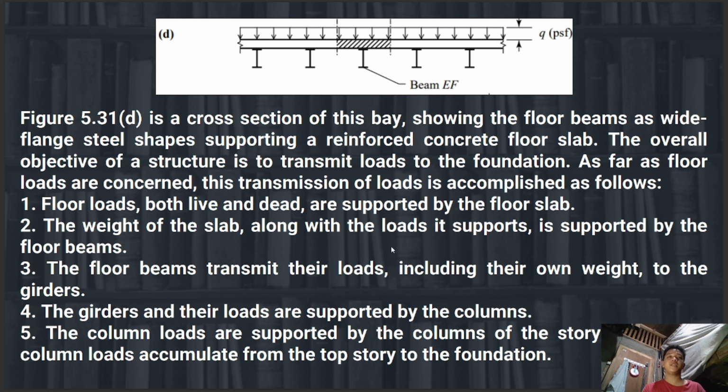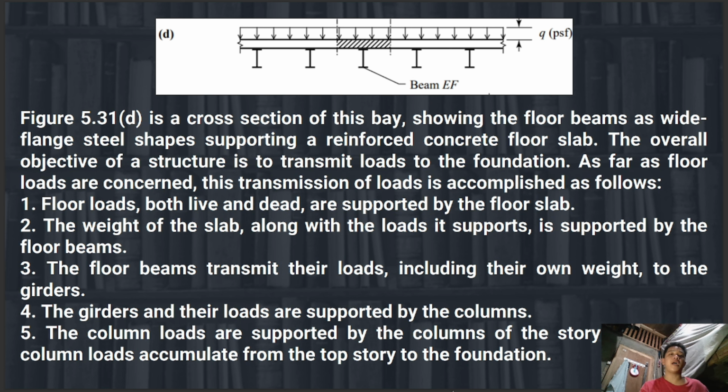So the girders are horizontal, and the girders are supported by the vertical columns. The columns support the girders, which carry the loads from the slab and the floor beams. So the girders are supported by the vertical members, which are called columns. Then the column loads are supported by the columns of the story below.